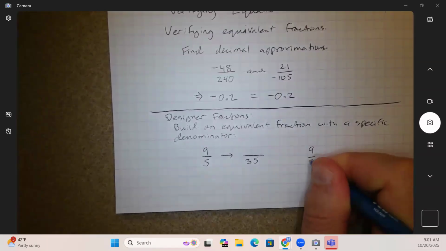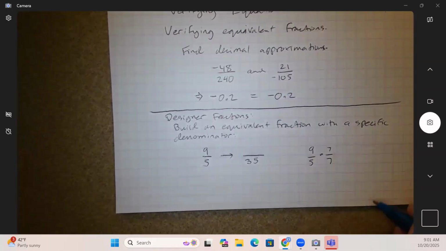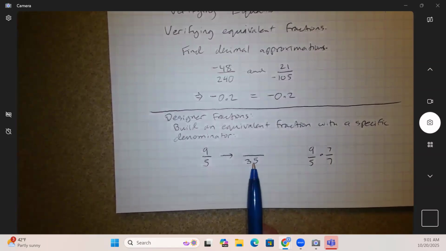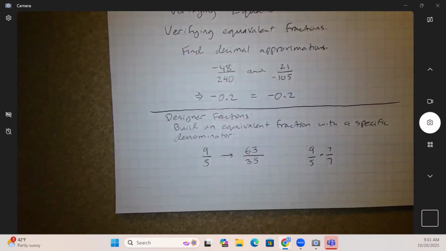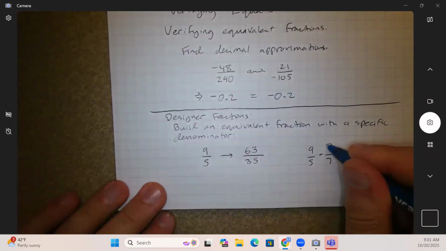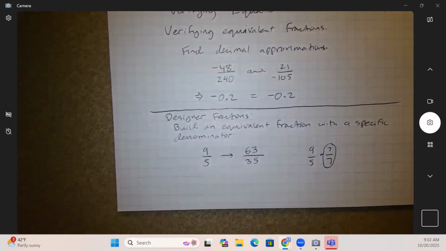I'm going to multiply by a special version of 1, which in this case is 7/7. Why did I choose 7? Because 5 times 7 gives me the 35. And I have to put a 7 on the top in order to keep it the same. So it's 63/35. So you build a designer fraction by multiplying by a special version of 1, which again is why I brought that up. We use special versions of 1 all the time, both for solving and for making specific fractions.